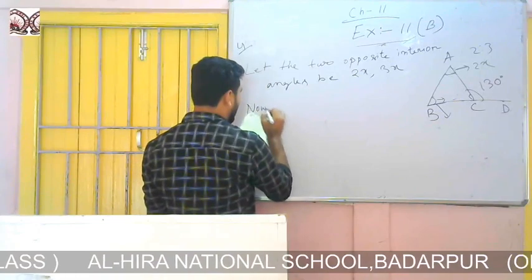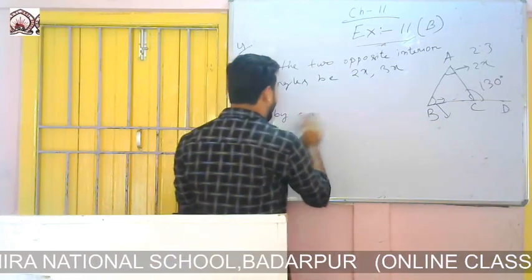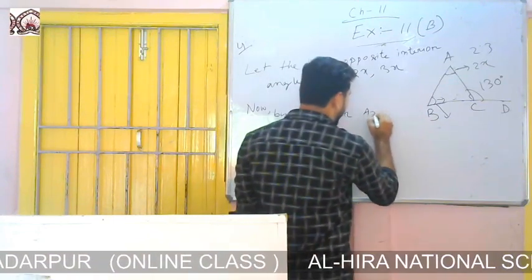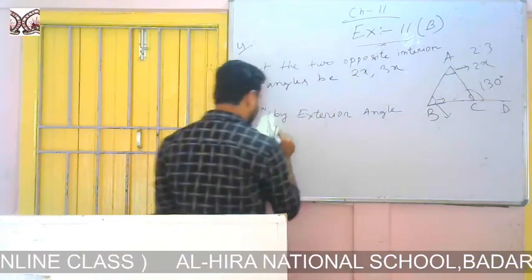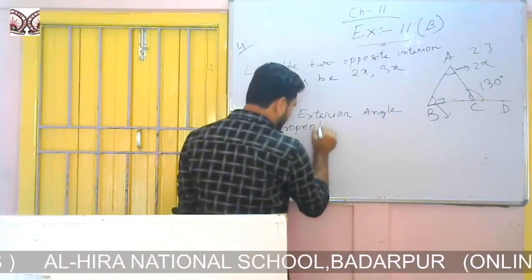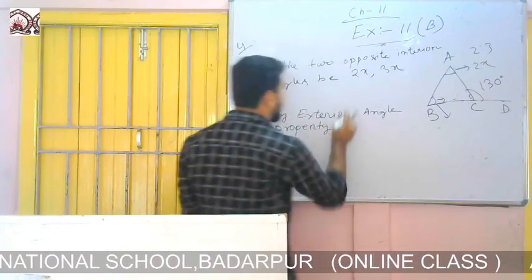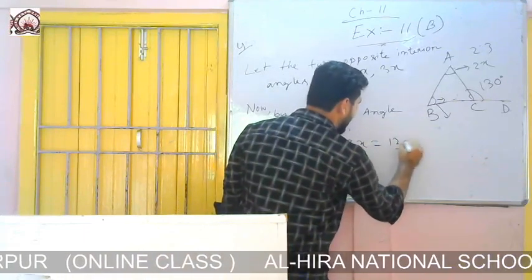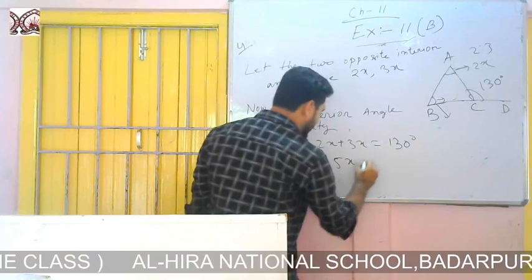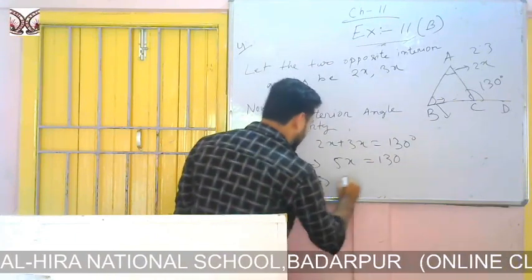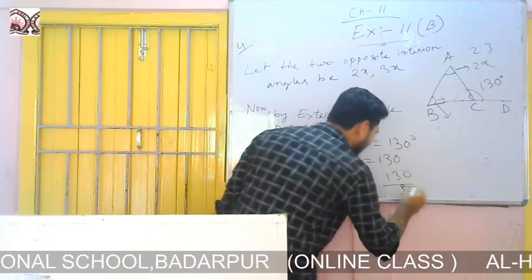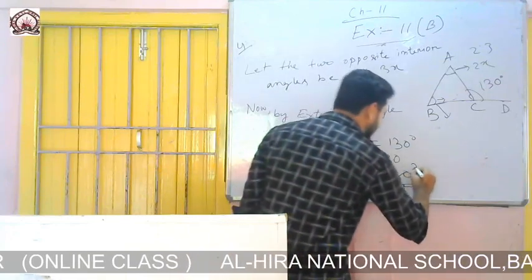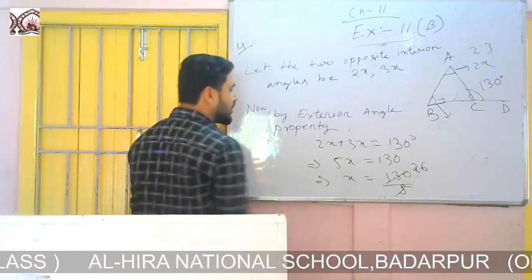Now by exterior angle property, I can write this, the sum of the two opposite interior angles equals to what? 130 degree. Okay, now again 5x equals to 130 degree. Then x equals to 130 degree by 5. You see, earlier I have done mistake here. So if I cancel, then I will get 26 degree. Okay, the value of x equals to 26 degree.